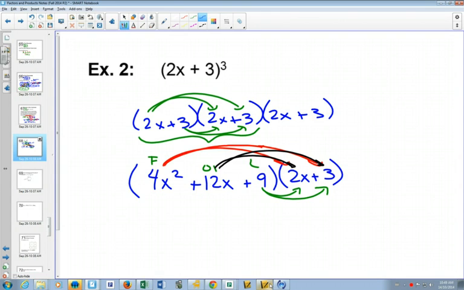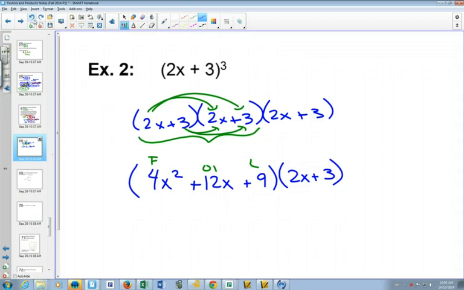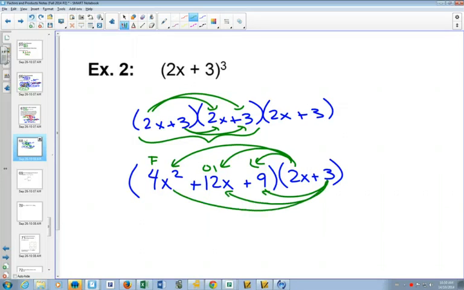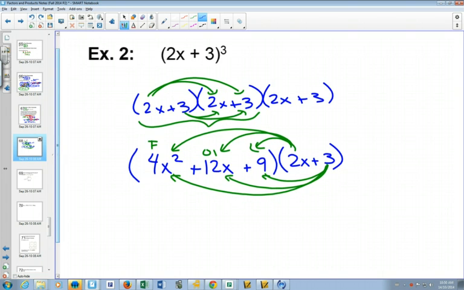If we want to do the arrows like we did last time, because we had the binomial in the front, I'll redo these arrows. And this one gets multiplied by each one. And this one gets multiplied by each one. Do you like that better? It's more like last time. As long as everything gets multiplied by everything else, you're going to be fine.